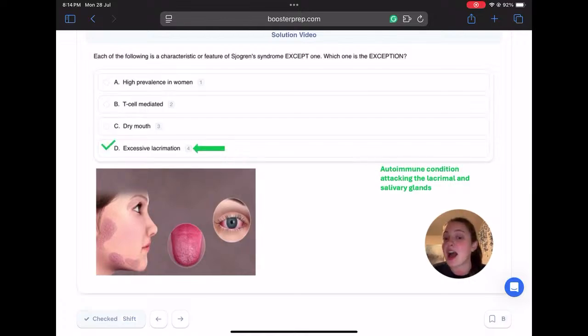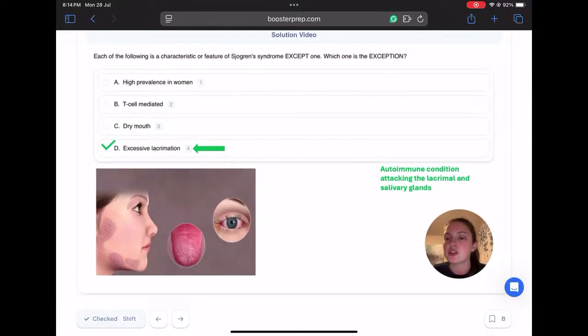This is actually exactly the opposite of a defining feature of Sjogren's syndrome. Now, if you did not know what lacrimation was, it just refers to the secretion of tears, especially in a high amount. This is because tears flow out of the lacrimal glands. So lacrimal glands, lacrimation, you can see where it kind of comes from. Now, in this syndrome, the lacrimal glands, alongside the salivary glands, are actually attacked and are not functioning correctly, creating dry eyes and dry mouth. So instead of excessive lacrimation, we see insufficient lacrimation.